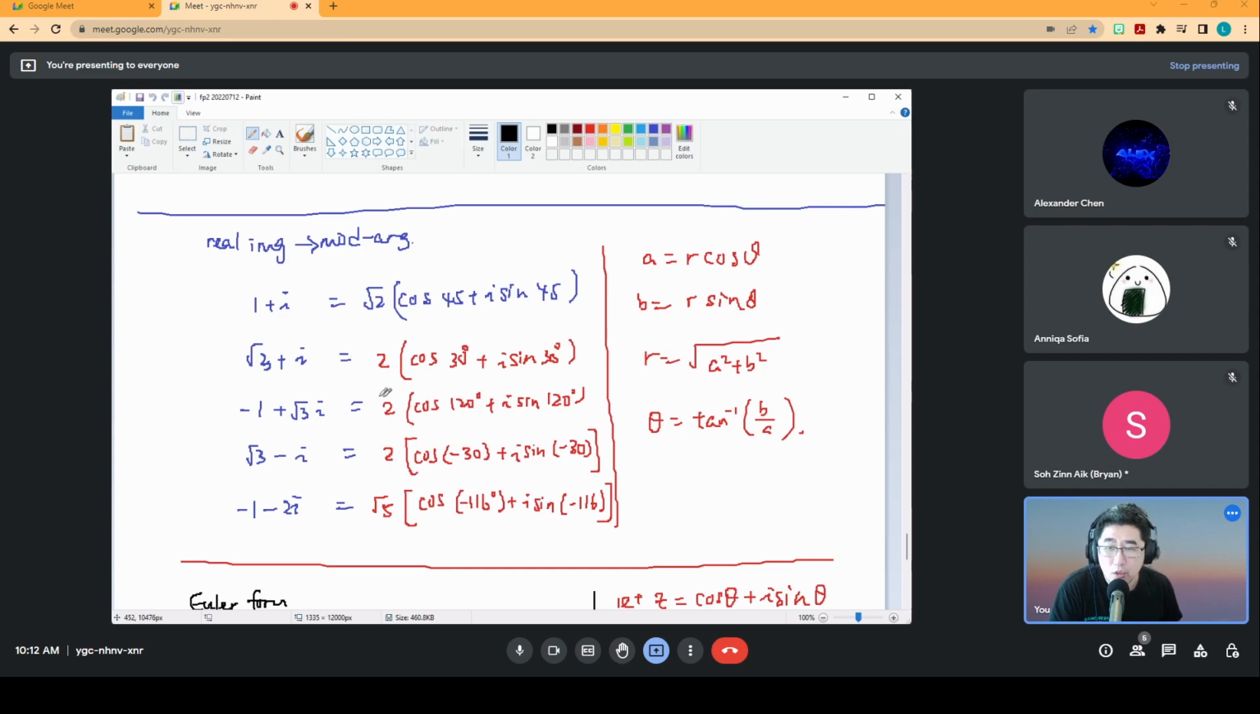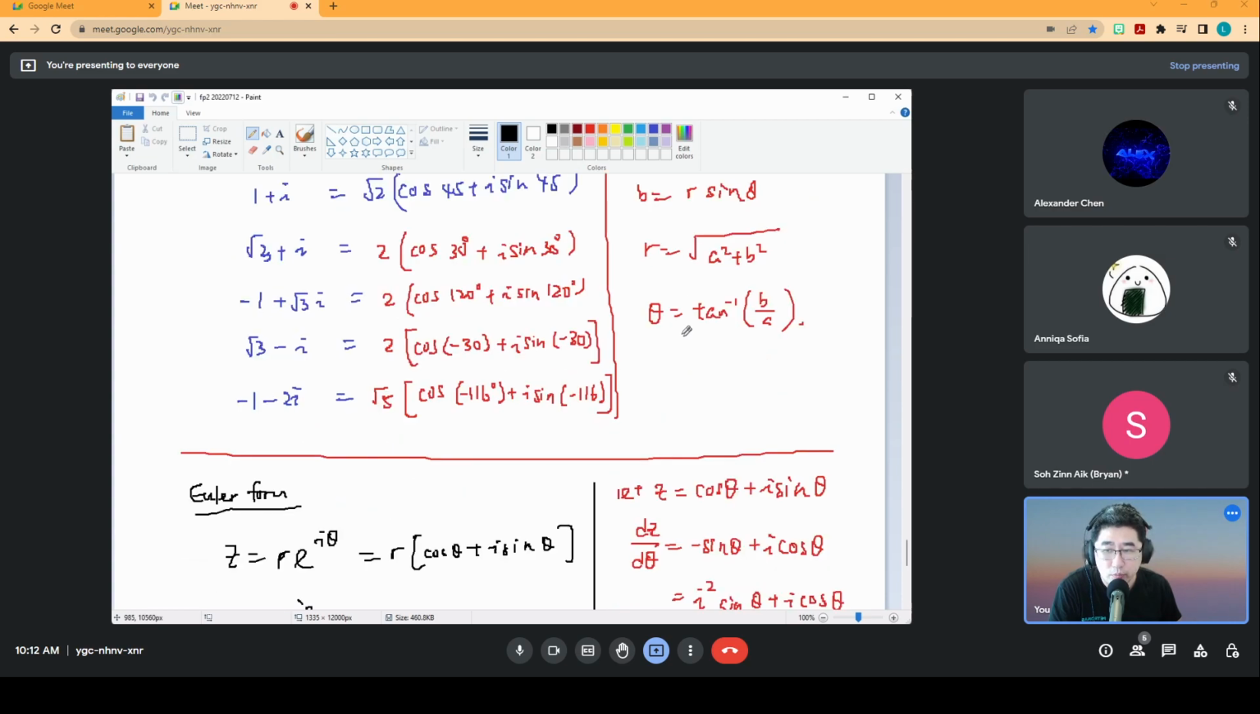Of course, please remember that your angle is the position angle. Don't just give me any random number. It's supposed to represent its correct location, where a equals r cos theta, b equals r sin theta, r equals square root of a squared plus b squared, theta equals arctangent of b over a. So the a here is the real component, the b here is the imaginary component.